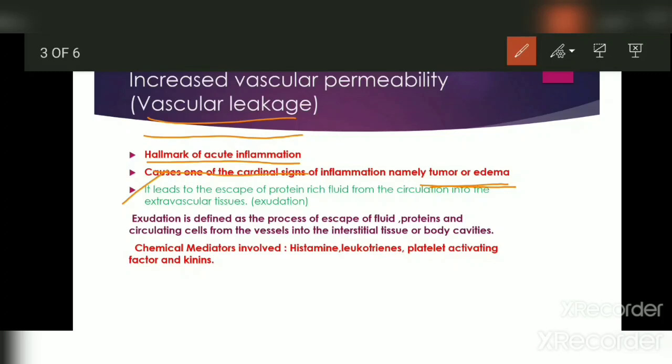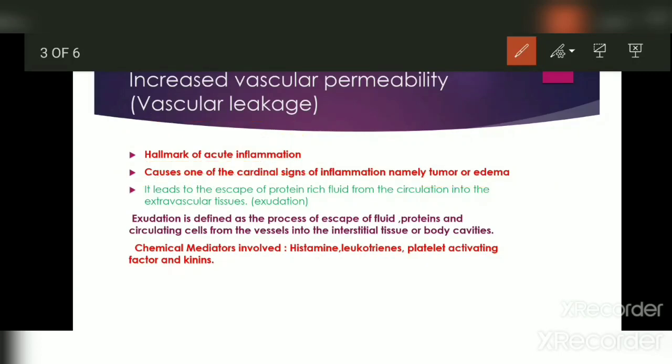So increased vascular permeability or vascular leakage will cause edema or tumor, which is the hallmark of acute inflammation, and it leads to escape of protein-rich fluid from the circulation into the extravascular tissues, which is known as exudation. The chemical mediators are histamine, leukotrienes, platelet activating factor and kinins.